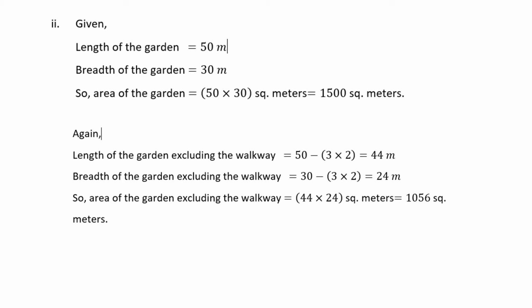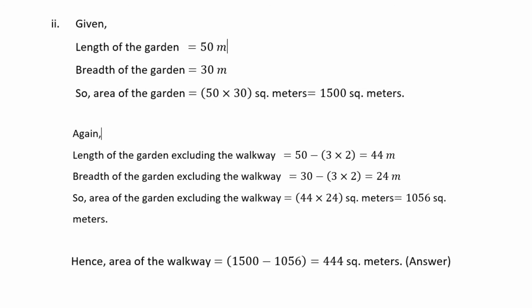So area of the garden excluding the walkway is 44 times 24, and it is 1056. Let me check. 44 times 24, it is 1056 square meters. Now as you are guessing, the area of the walkway is the bigger area minus the smaller area, and what remains is the area of the walkway, and in this case it is 444 square meters. It is 1500 minus 1056, it is 444 square meters.